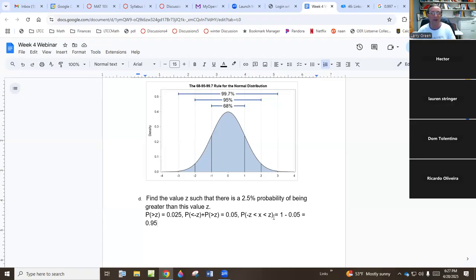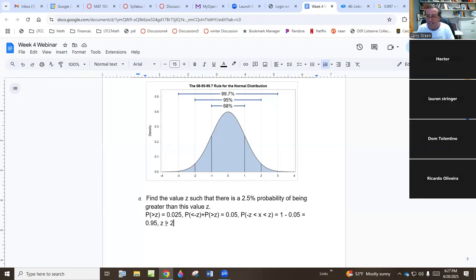And that's the good news, because that 0.95 is just screaming for us to understand it, because it's on the picture. So that means that we're here in this 95%, and that's between -2 and 2. If you have a 2.5% probability of being greater than this value, are you on the left or on the right? If 2.5% of all people are taller than you, are you tall or short? Yeah, you're on the right. You're tall. So that means z must be equal to 2 by the empirical rule.